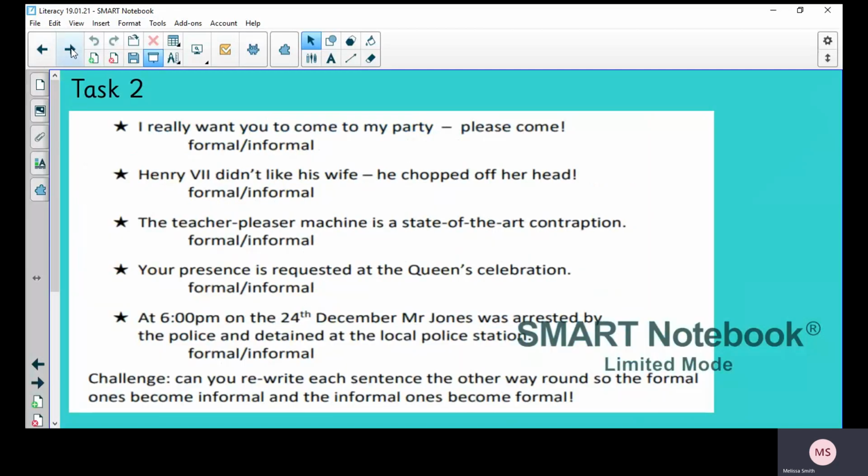You have got a series of sentences, you can see them here. On your to-do, I would like you to say which one is formal, which one's informal. And then it does say as your challenge, but I would like you all to do this task. I want you, whichever ones the formal ones are, to write the opposite, write them as informal. And then if they're informal, you write them as formal. So that is your task. Read them through, identify formal or informal, and then write them in the opposite.